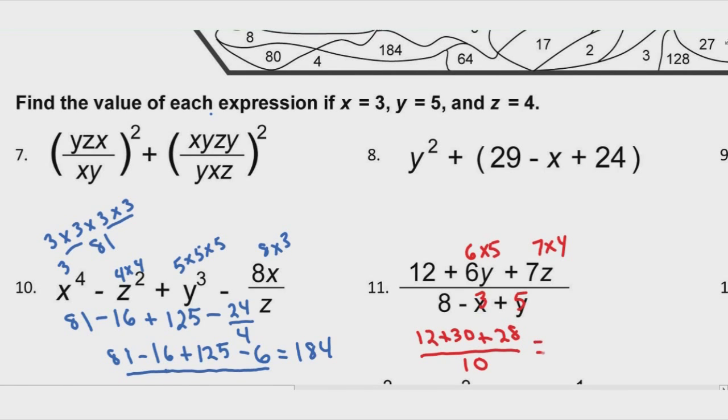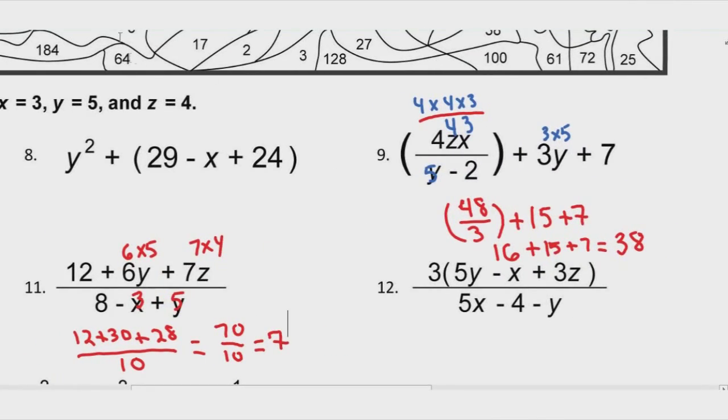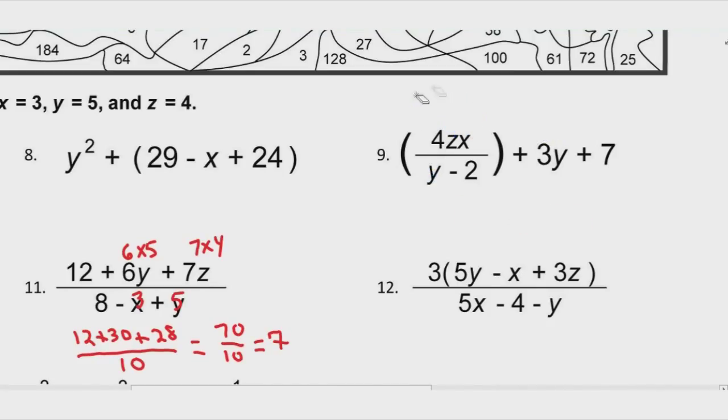Let's add the top together. We get 12 plus 30 is 42, plus 28 is 70 over 10. And all you can do is ask yourself how many 10s go into 70, which is 7. Or you could say 70 divided by 10, which is 7. So you get 7 there. Last one in this group, problem 12. Let me erase this stuff on the top really quick, again, so we don't get so confused.